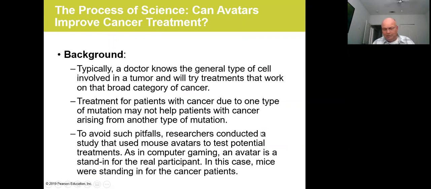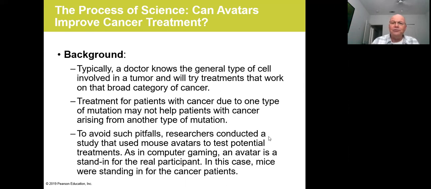So I said right back at the beginning that I would talk about the use of avatars to determine effective cancer treatments. Remember, different types of cancer respond to different combinations of drugs. Even two cancers of the same type may respond to different combinations of drugs, because every person's version of a cancer is unique to that person. That's what it's turning out to be.